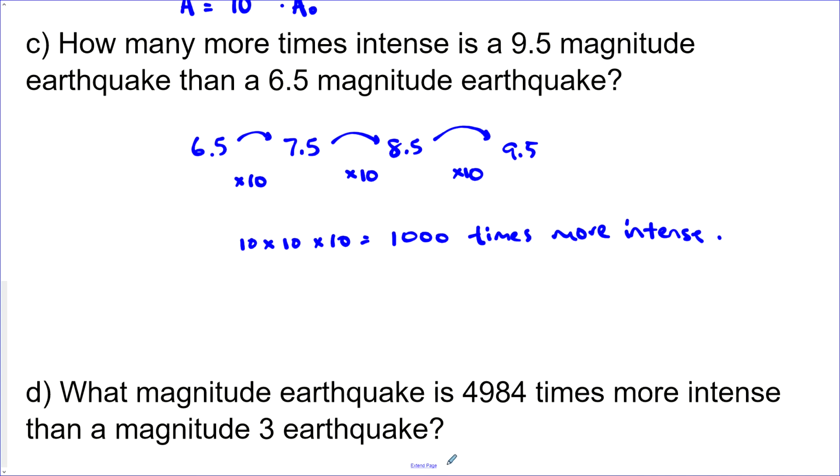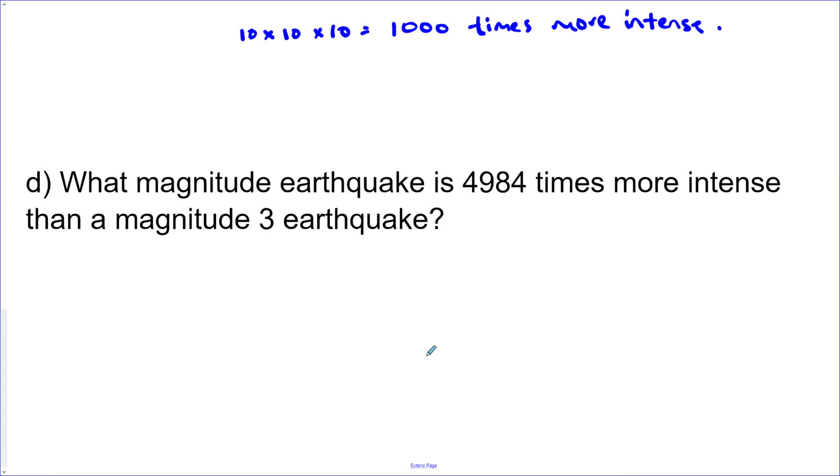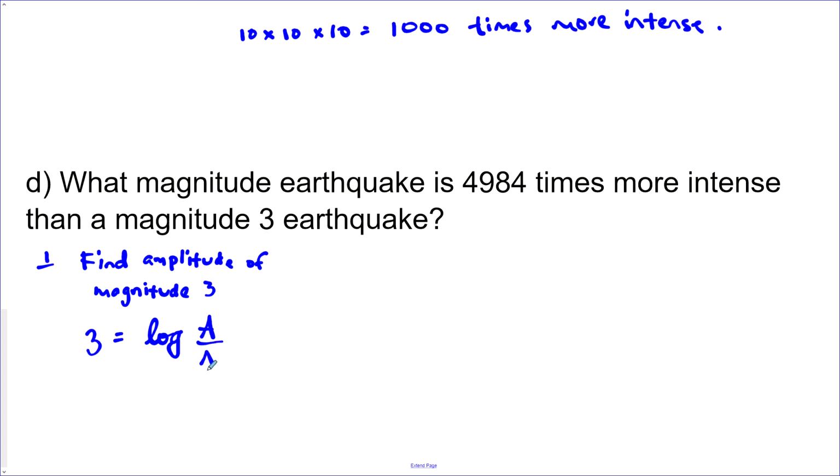Last one. What magnitude earthquake is 4,984 times more intense than a magnitude 3 earthquake? First, let's find what the amplitude of a magnitude 3 earthquake is. So that would be 3 is equal to the log of A over A naught. And we get that this 10 to the power of 3 is equal to A over A naught. And that means the amplitude is 10 to the power of 3 times A naught. Notice we don't know what A naught is. That's okay. We just bring it with it.